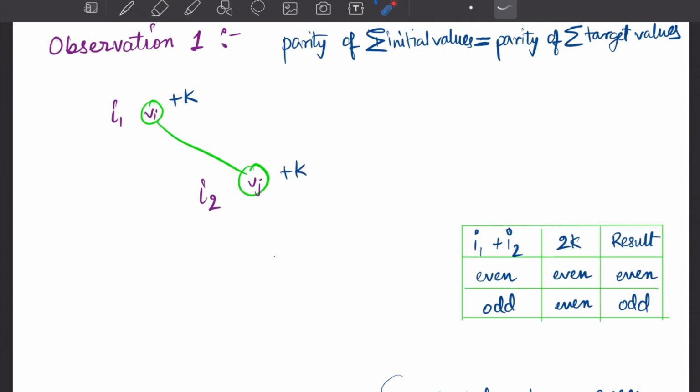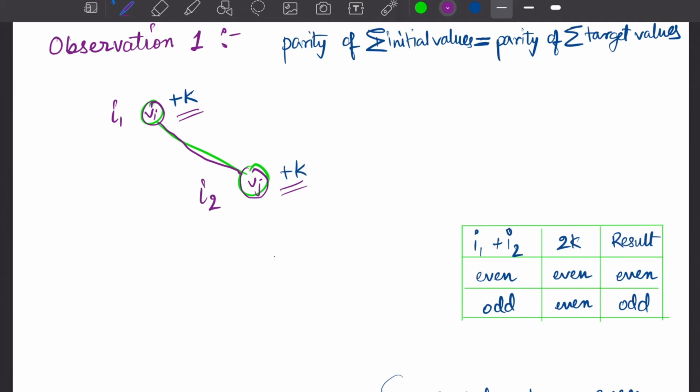So the first observation is that the parity of the sum of initial values should be the same as the parity of target values. Note that whenever I apply an operation, I first pick an edge and there are 2 vertices connecting that, and what do I do next? I add a value of k to them. So what happens to the resultant value?